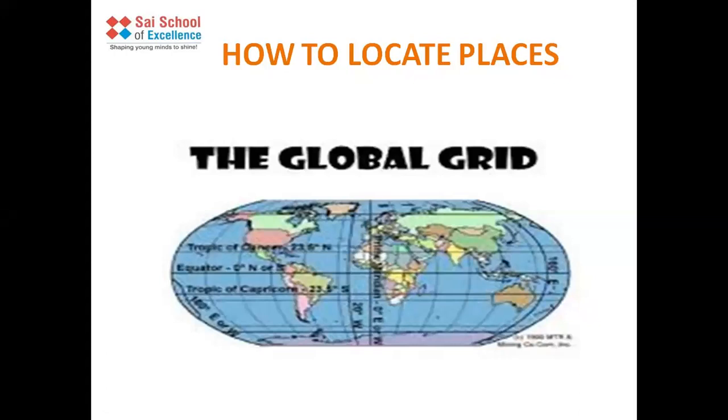Now let's talk about how to locate places. The latitudes and longitudes together form a network of lines or a grid on the globe. This is known as the global grid. So if we know the longitude and latitude of a place, we can locate it on the global grid. The point at which a latitude and longitude meet helps us to locate a place.